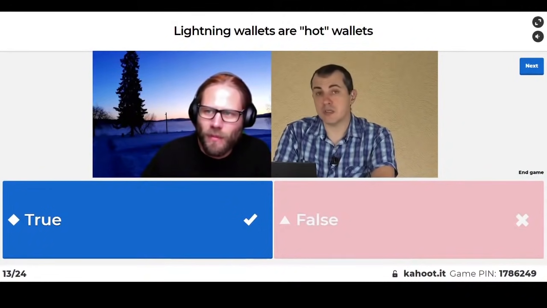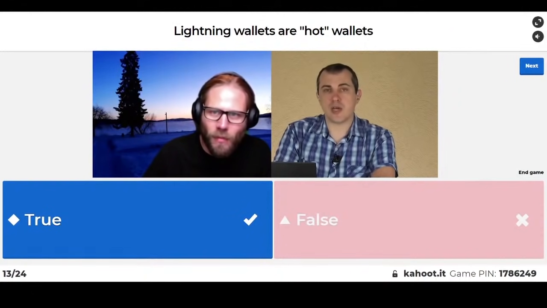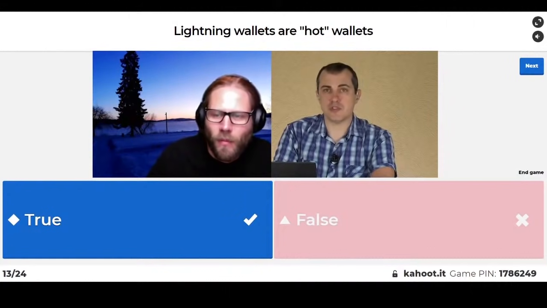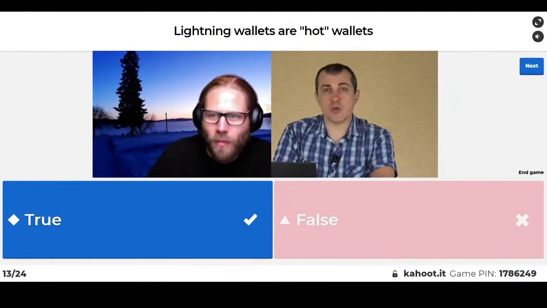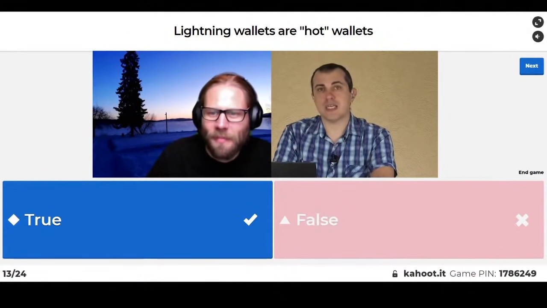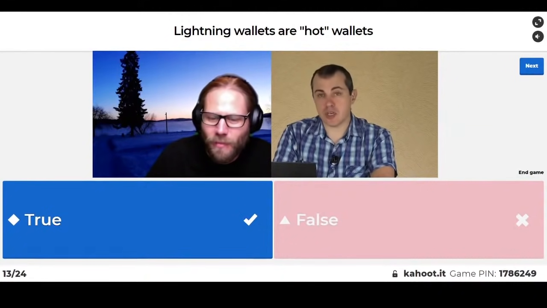So it's either a custodial wallet where somebody else has the keys and you have a lightweight interface. I generally don't prefer those, but there are a few custodial Lightning wallets. Or it's a non-custodial wallet where you're running a Lightning wallet with the keys and a rudimentary node. And in that case, it is a hot wallet.